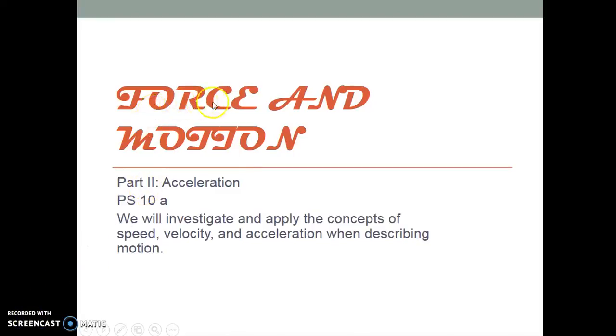Alright guys, today we're going to talk about force in motion. Okay, this is part 2, on acceleration, and it's PS10A. So we're going to investigate and apply the concepts of speed, velocity, and acceleration when we describe motion.